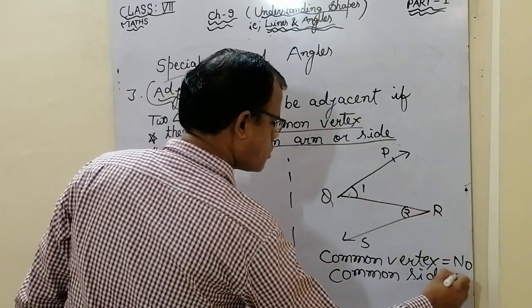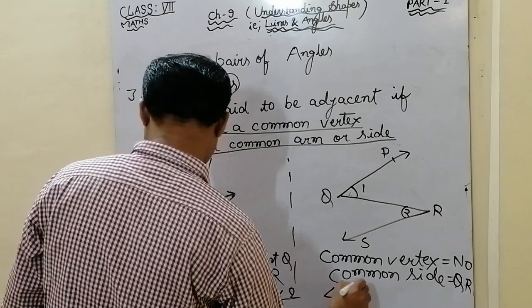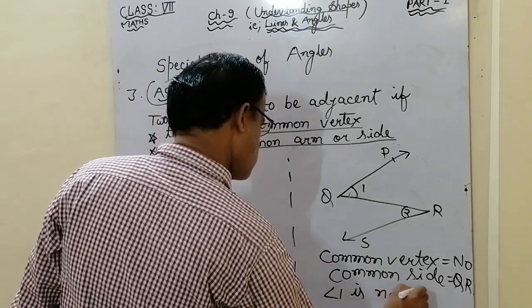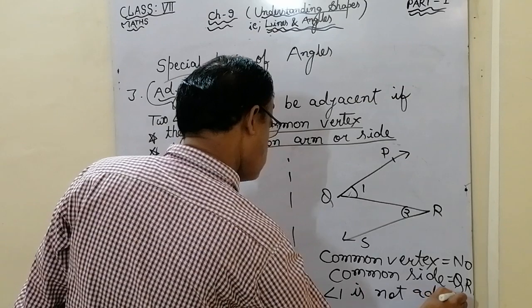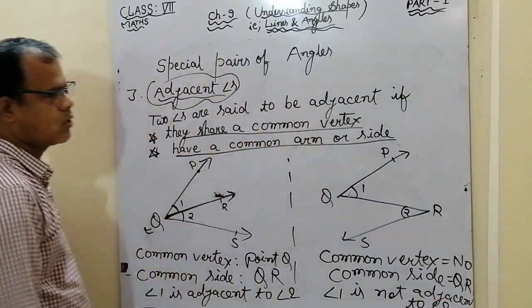Yes, QR is the common side. So angle 1 is not adjacent to angle 2. Okay.